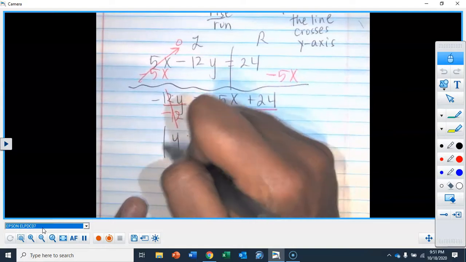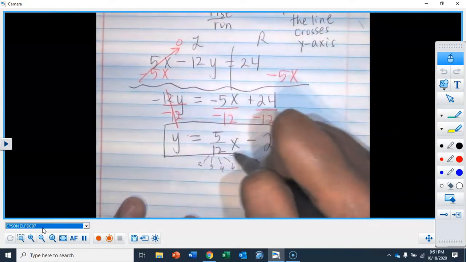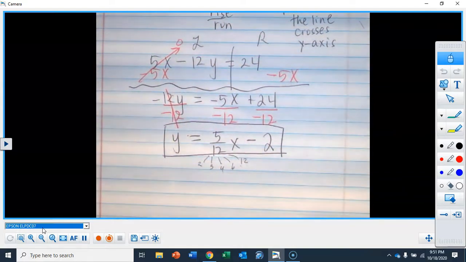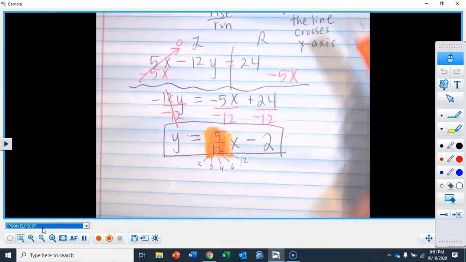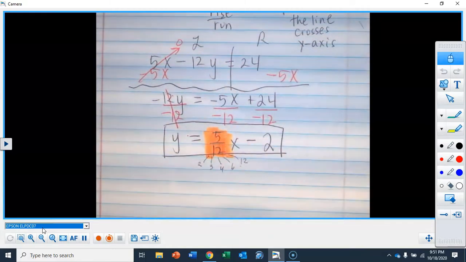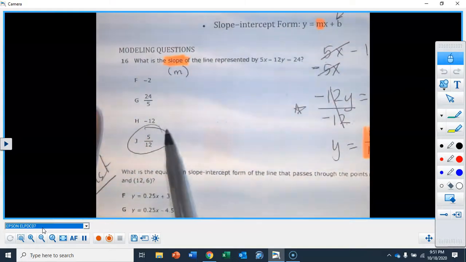Again, this is the answer in slope-intercept form. And as soon as you have it in this form, what should happen in your mind is, hey, where's my slope? That was the question. What is the slope? The slope is that m that's in front of x. So guys, the answer is 5 over 12. If we go back to that worksheet and look at those answer choices, this is a STAR question, J, 5 over 12. Super easy.